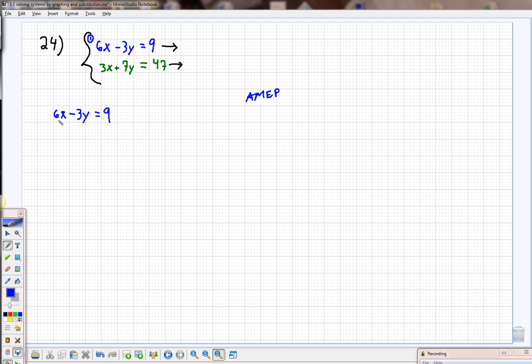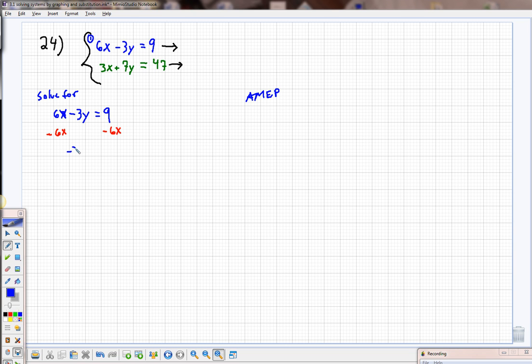So, what do we need to do to get the y by itself? Our directions are to solve for y. In order to do that, we need to subtract 6x on each side first. Subtract 6x. Subtract 6x. Notice I'm working down. I'm working vertically, not horizontally.